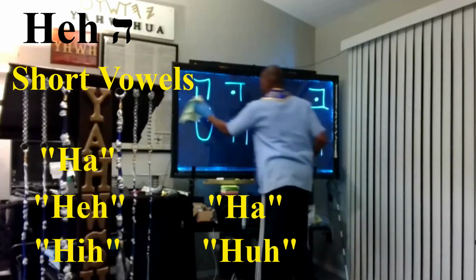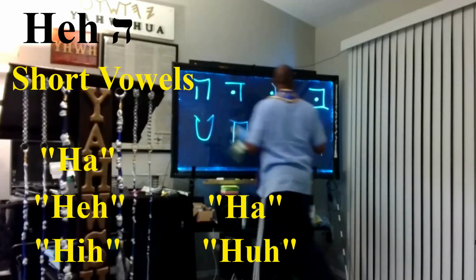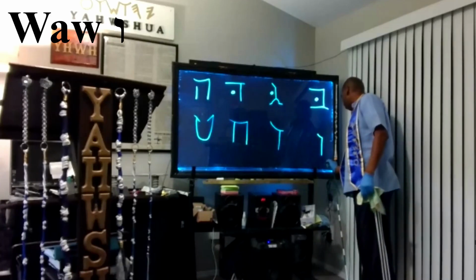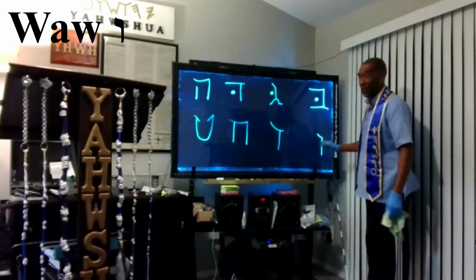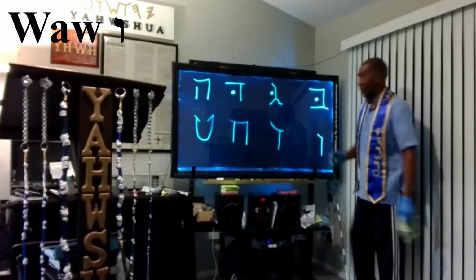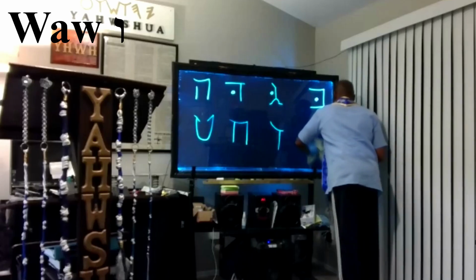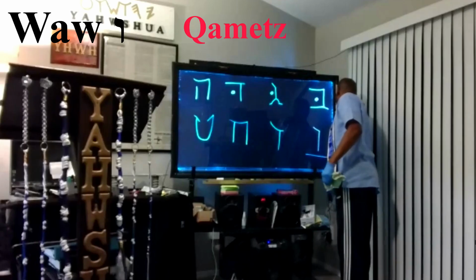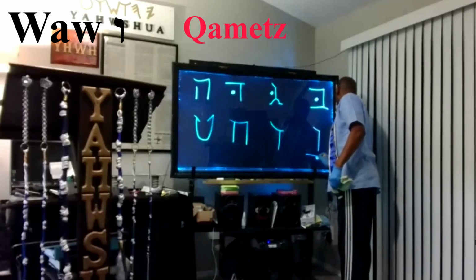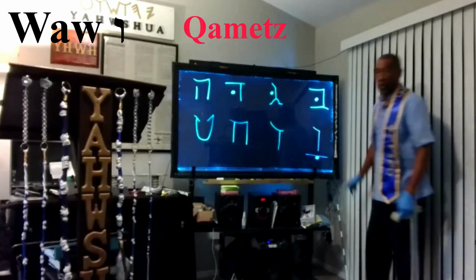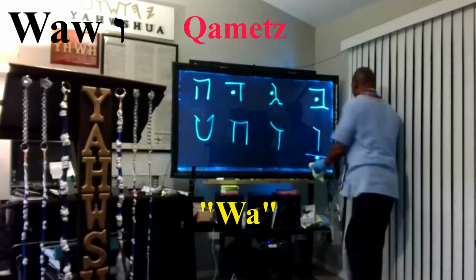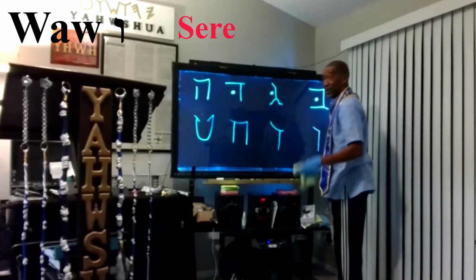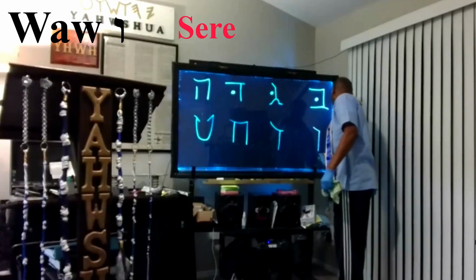All right, next letter. Vav. Now we're just going to go through the phonics of the vav, but it's really not the case in all the letters. But we'll just go with this. This is just for practice. Kamets: Va. Tsere. We didn't do the sheva. I didn't do that on purpose. We'll do that last.